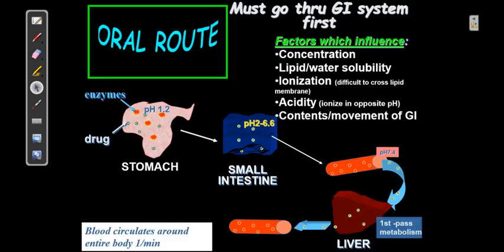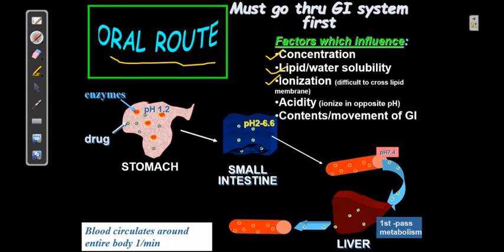Starting with the very basics of pharmacokinetics, you know that the most common route of administration is the oral route. Once you take a drug by the oral route, the factors which influence the absorption of a drug include the concentration of the drug. The higher the concentration, the higher the chance that it will reach the plasma. Definitely the lipid-water solubility will also have an effect. The more the lipid solubility, the more the chances of the drug getting absorbed.